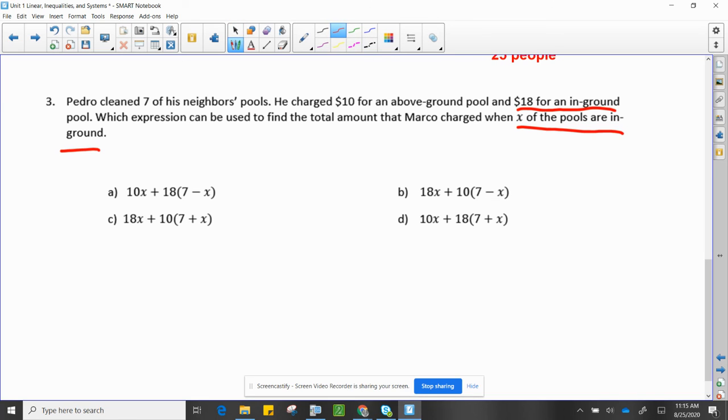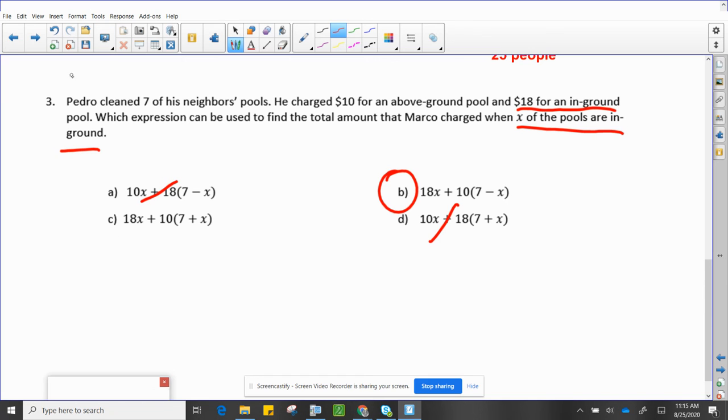Okay, if you got it right, you should have been picking answer B. 18 for each in-ground pool, so 18x. So right away I knew these were out. And then it's just a matter of doing the $10 for the above ground pool, taking the total and subtracting what you already know for the in-ground pools.